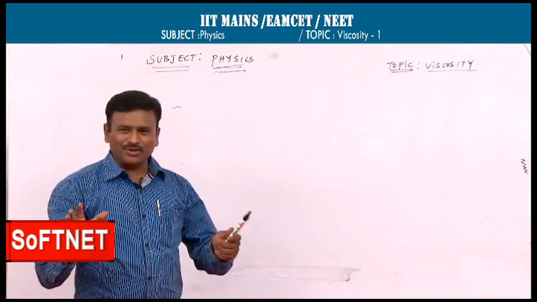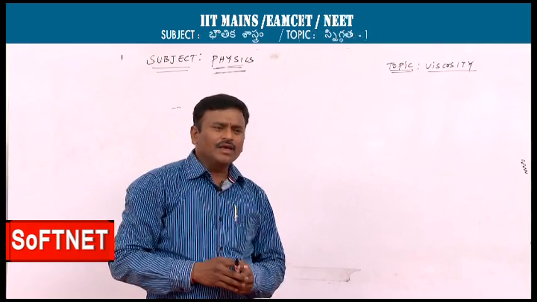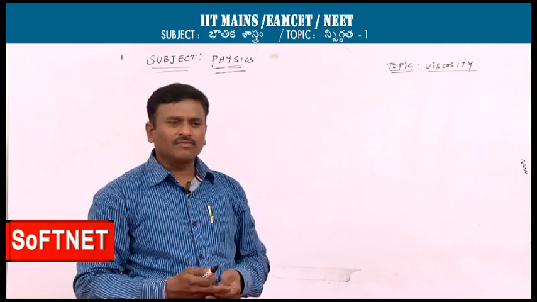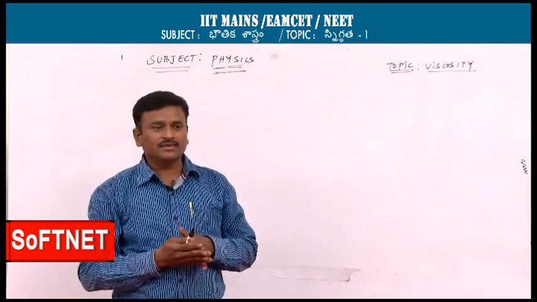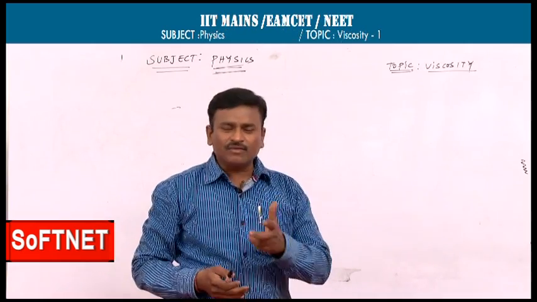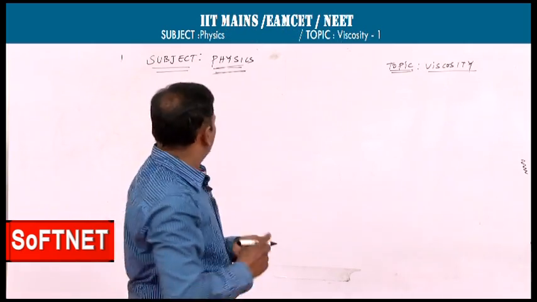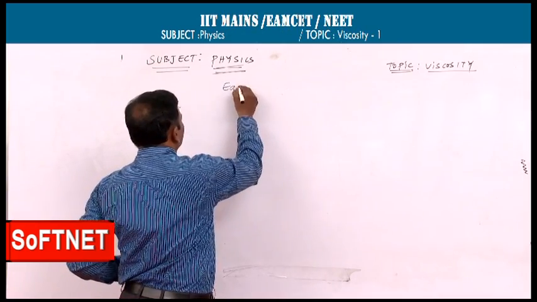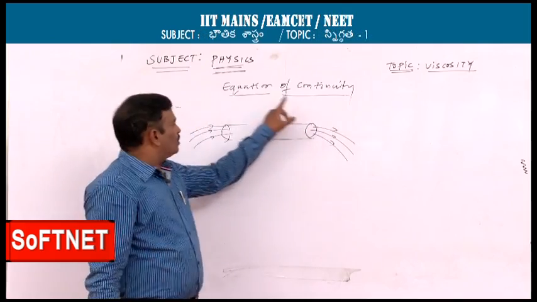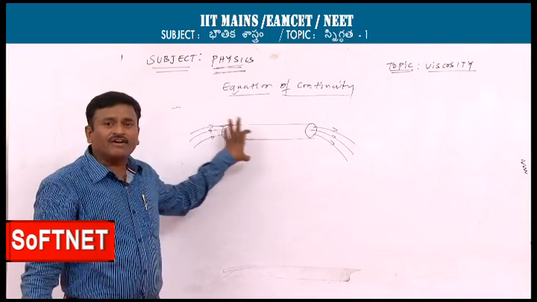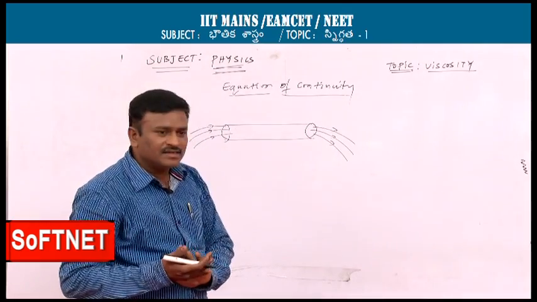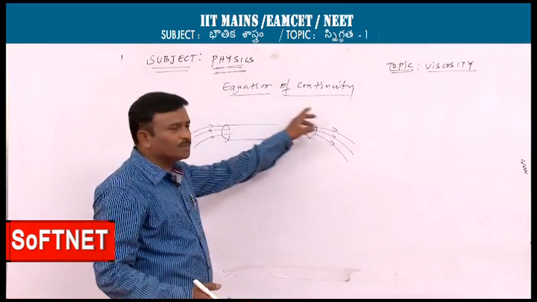Equation of continuity. When a liquid is flowing through a pipe, we are supposed to discuss the other one, the equation of continuity. With the help of that, the volume rate of the fluid can be calculated. What is the equation of continuity? Let us see. So, the other property, the rate of water flow through the pipe, the volume rate, can be studied with the help of the equation of continuity.